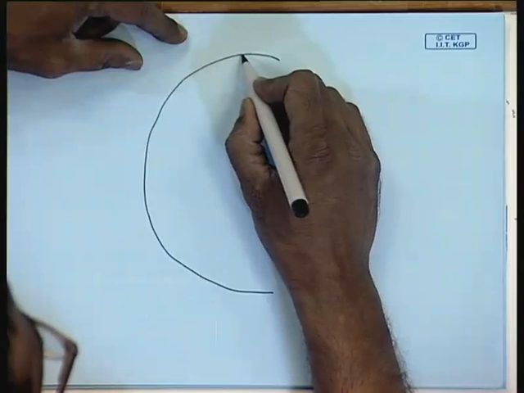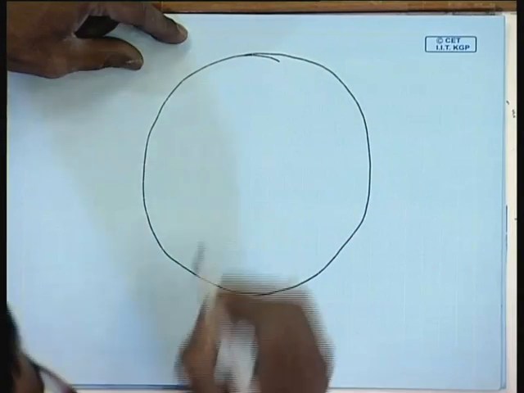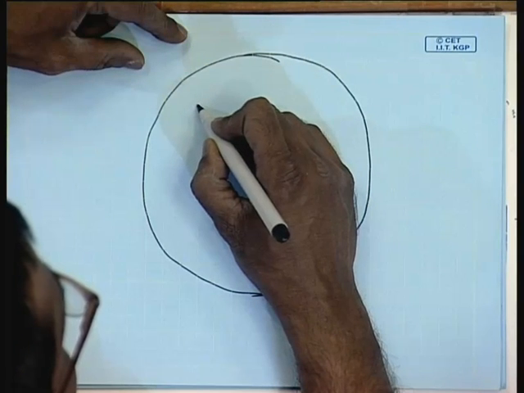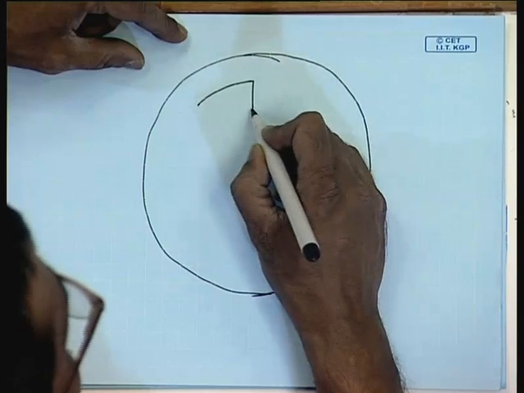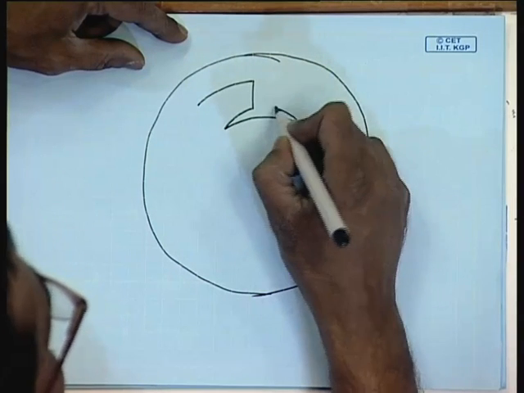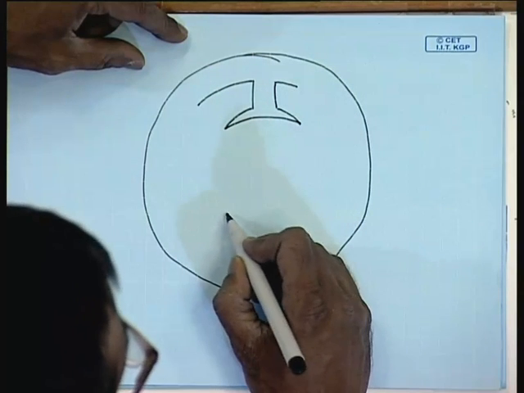So, let us see the construction, the cross section of a DC machine. As I mentioned earlier, there are two fixed poles. For simplicity, we are assuming only two, can be more.